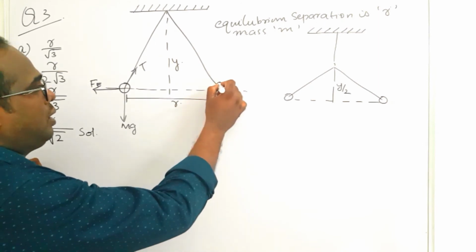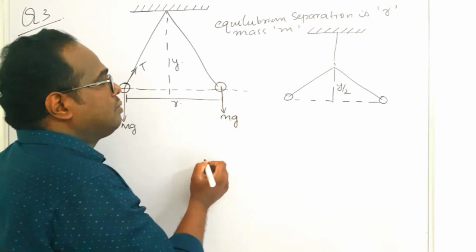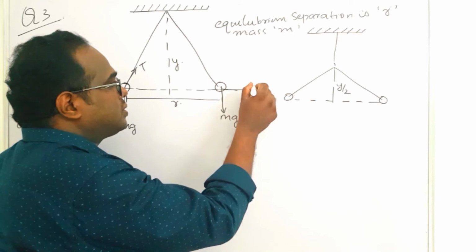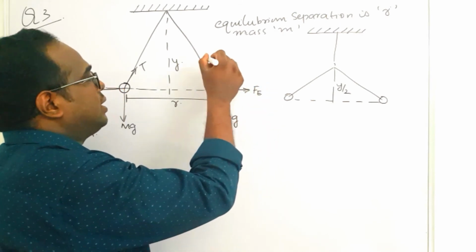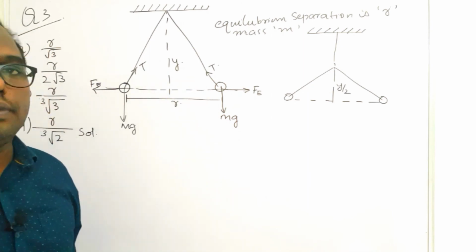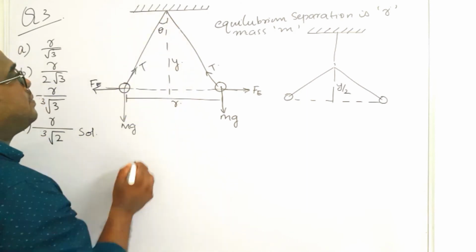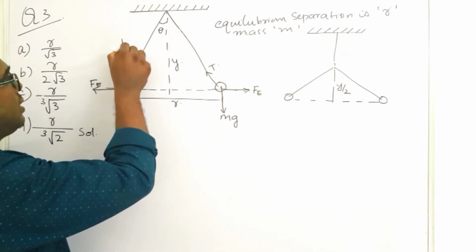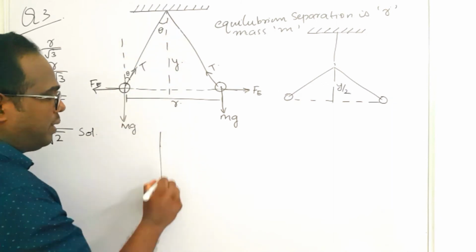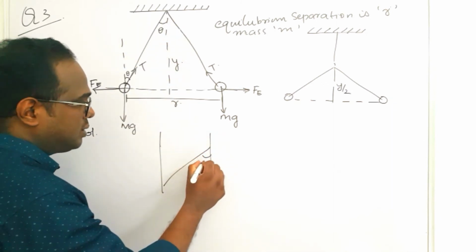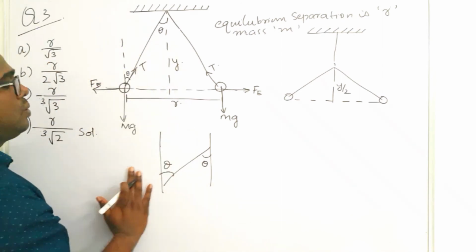So similarly here also, a force mg is acting downward, the repulsive electrostatic force Fe, and a tension is acting on the string. Suppose this angle is theta, then this angle will also be theta, right? These two angles, parallel lines. If this is theta, this will also be theta, like this.